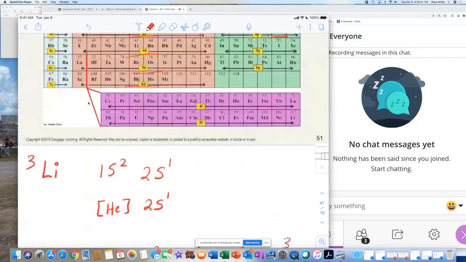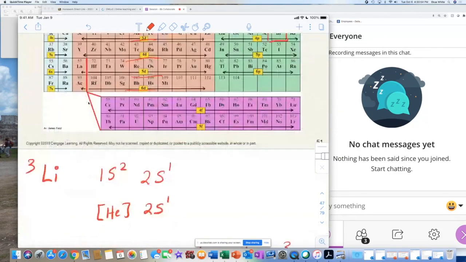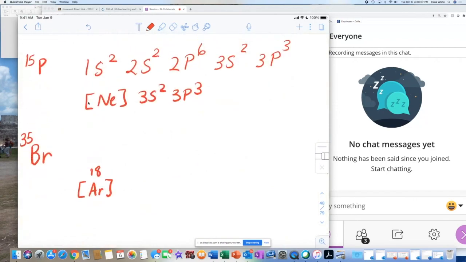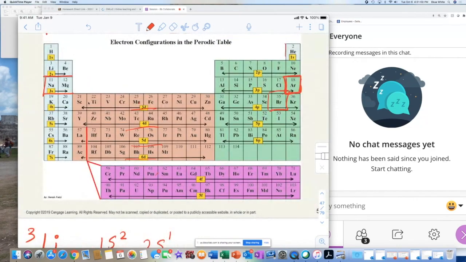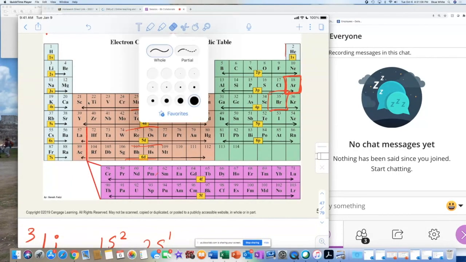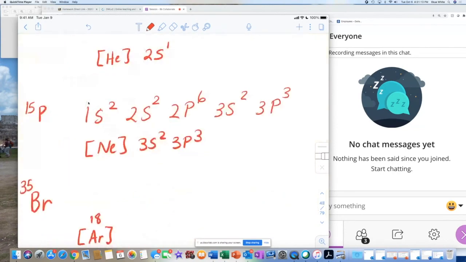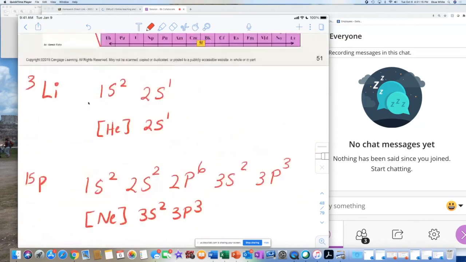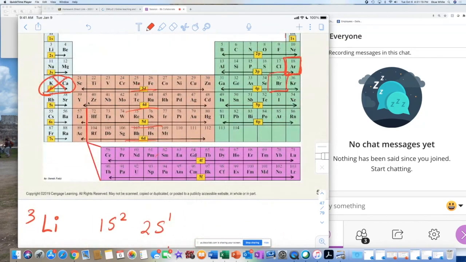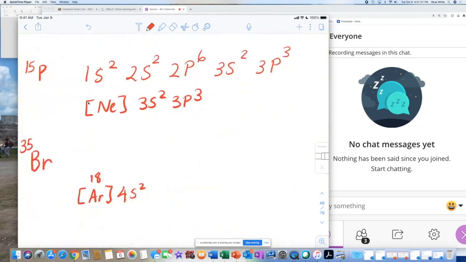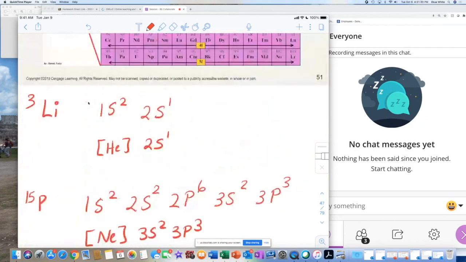Ar takes care of 18. Now you tell me, from Ar, how many sublevels do we fill until we get to Br? Which are they after Ar? 4s2. We're going to fill this one. Hold on a second, let me get caught up with you. 4s2, and then that's done. Then what comes next? 3d10. Go ahead and fill this part here: 4s2, 3d10, and then keep going.